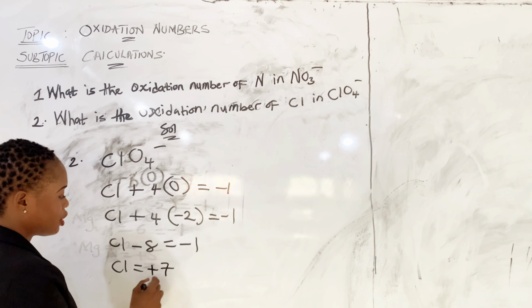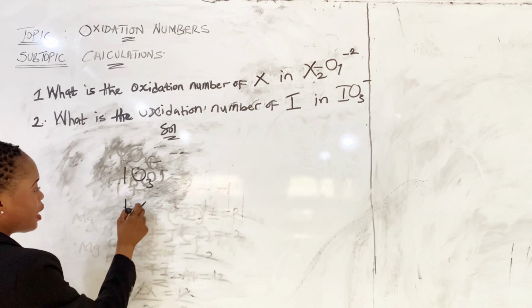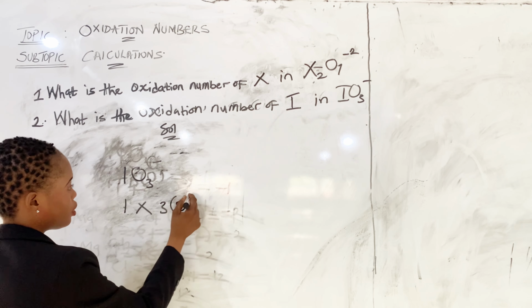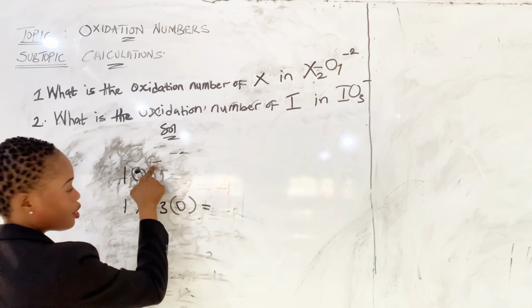Okay, so let's continue. So we're going to solve for number 2. Now, for number 2, they said, what is the oxidation number of iodine in IO3 minus? Okay, so we'll write our formula, IO3 minus. So I, that's iodine, times 3 oxygen equals what? You guessed it right, minus 1. Remember, there's an invisible 1 here. So I plus 3 times minus 2 equals minus 1.